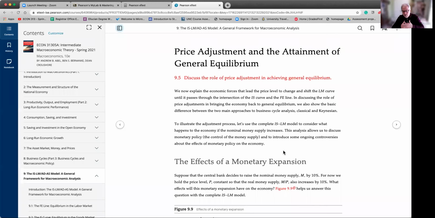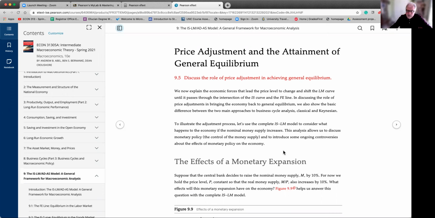General equilibrium just means where all the markets are in equilibrium together. The economy is at full employment, the goods market and asset market are in equilibrium, and all those equilibrium points are crossing at the same place in terms of the IS, LM, and FE curves.